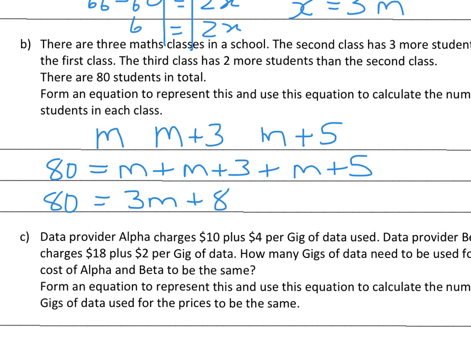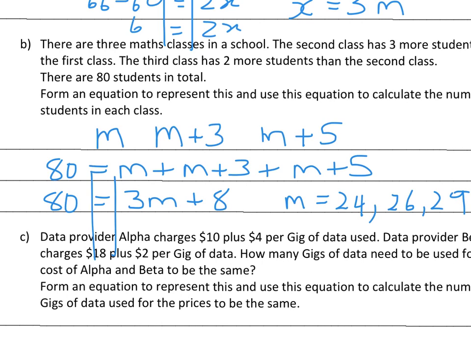Now we also need to find out the number of students in each class. I'm going to squeeze this in, so we can solve the equation. You know how to do that with the river. So when we do that, m equals 24. That's the number of students in the first class. The second class, we've got 3 more, so there's 27 students. And in the third class, there's 5 more, so there's 29 students.